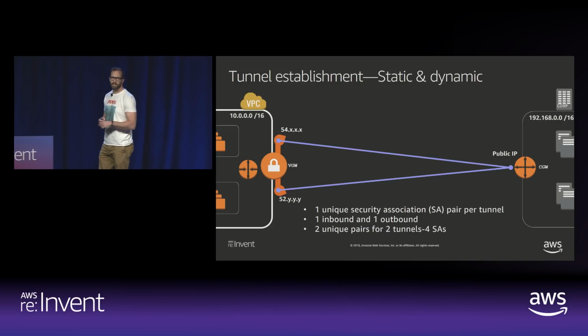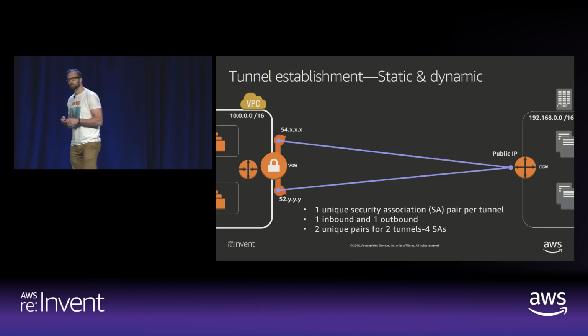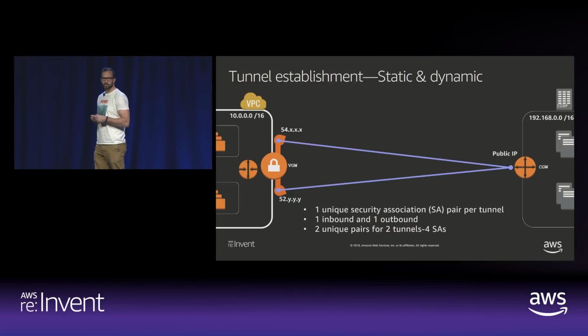And with IPsec, we have a thing called security association. And that's effectively a definition of what traffic you want to encrypt and how. And with our tunnels, you get 2 security associations per tunnel, 1 in each direction. So with 2 tunnels, altogether, we have 4 security associations.